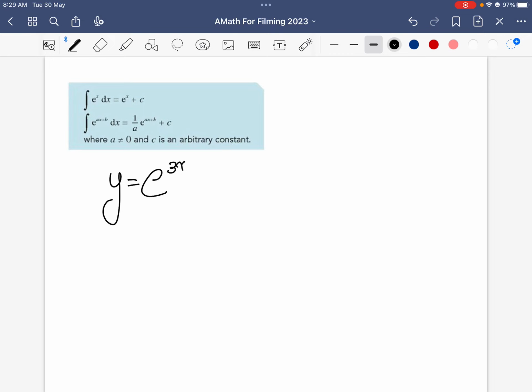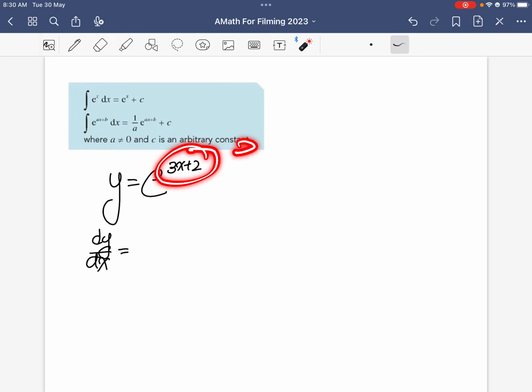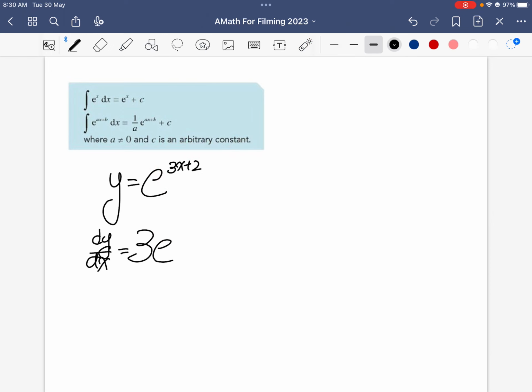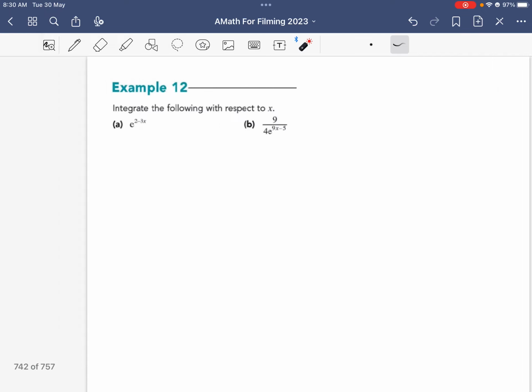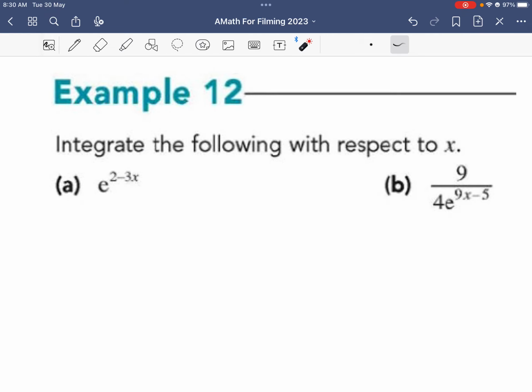Now if you recall, y equals e to the power of 3x plus 2. Do you remember that if we differentiate with respect to x, we differentiate the index itself, 3x plus 2, it gives you 3, then you just multiply 3e^(3x+2). Hence, if you integrate, we differentiate 3x plus 2 to get 3, and we divide by the 3, and you will get back the original. So that's in a nutshell how we integrate the exponential functions itself.